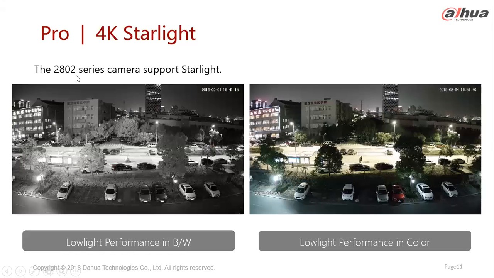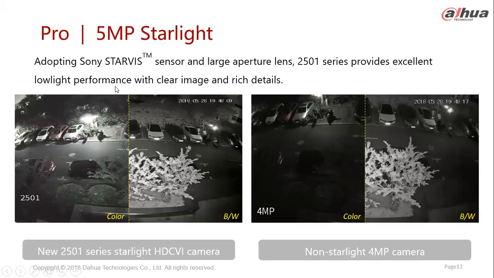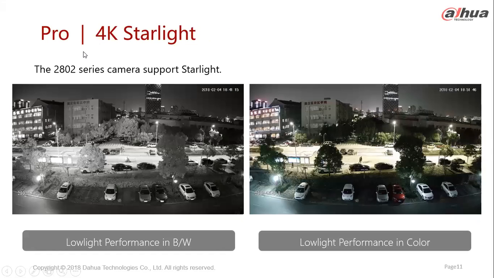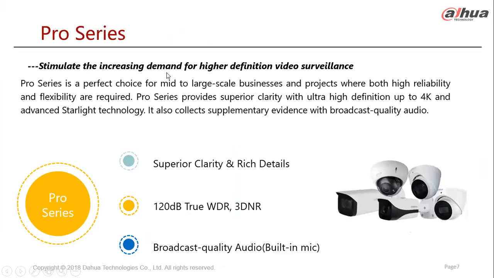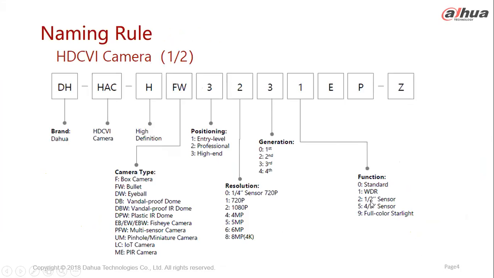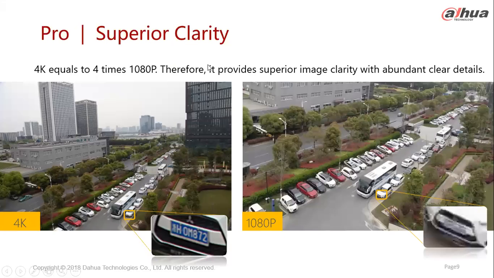4K Starlight. So these are the 28 series cameras. We talked about Starlight, which utilizes the environment light to create good images for your surveillance. They have low light performance in color, which gives good color. So from the Pro 4K Starlight, we're trying to talk about the Starlight function here for 4K Starlight.